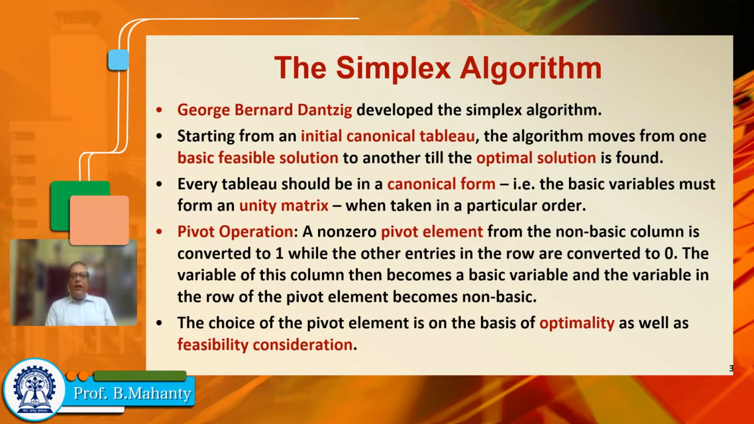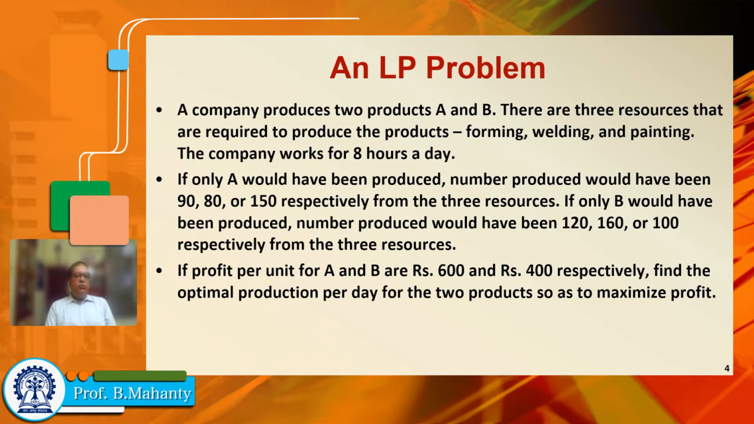So let us go ahead and try to solve a problem. See, the problem is not new. We have already taken up this problem earlier during the formulation exercises, but nevertheless, it's a quick recap. A company produces two products, A and B. There are three resources that are required to produce the product: forming, welding, and painting. The company works for 8 hours a day.